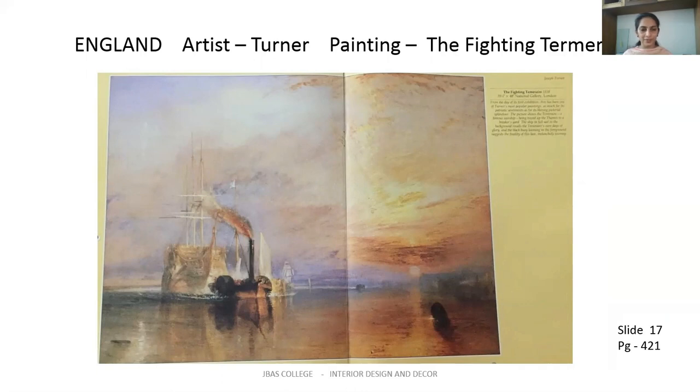And he has very dramatically shown the sky and the sea. The expanse of the sea and the sky, and the gradations of the color that he has given in and around the sun is what creates the interest in his paintings.